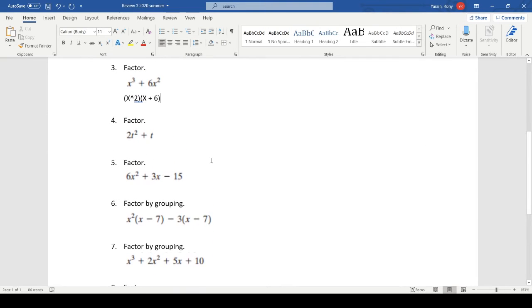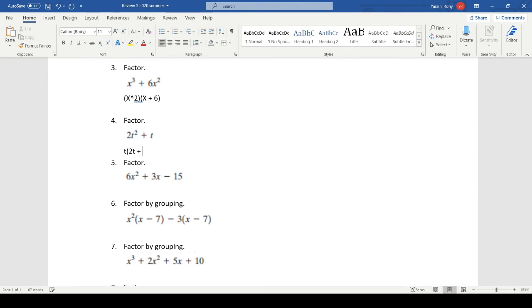Next one says to factor, and it gave us 2t squared plus t. So we have to find a common factor between all of the terms. The only common factor I can see between these two is just the letter t. That's it. So I see t. Here, let's keep it lowercase. And then if we take t away from 2t squared, we're just going to have 2t to the first.